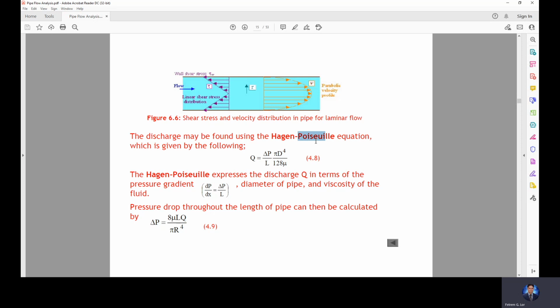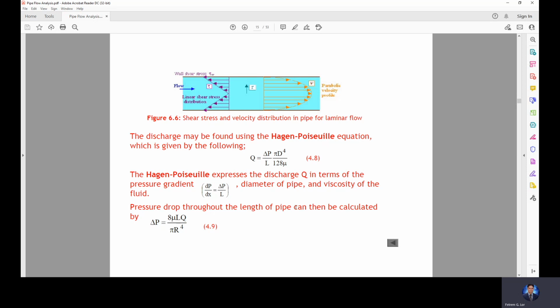So the Q, or the discharge, may be taken as the change in pressure over length. If you can see this expression, delta P over L, this is the hydraulic slope, or slope of the hydraulic grade line, times pi d over 4 over 1 to 8 times the dynamic viscosity.